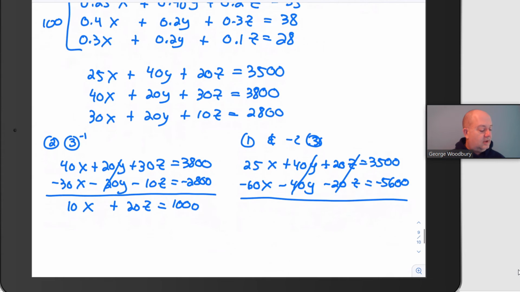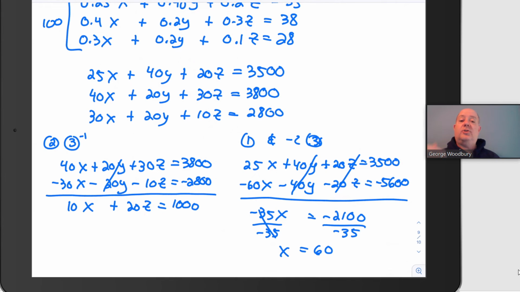25x minus 60x is negative 35x. On the other side, 3,500 minus 5,600 is negative 2,100. I've got an equation I can solve for x. All I have to do is divide both sides by negative 35. X equals 60. So I know I need 60 units of variable x, that was the corn. I can bring that back to this equation to figure out what z is going to be. And z was the cottonseed.